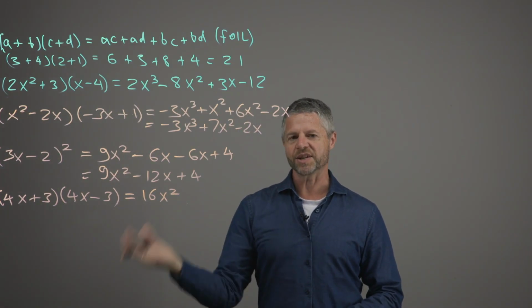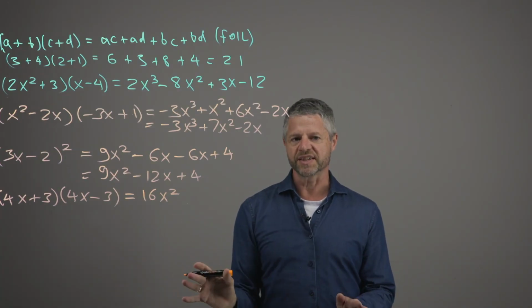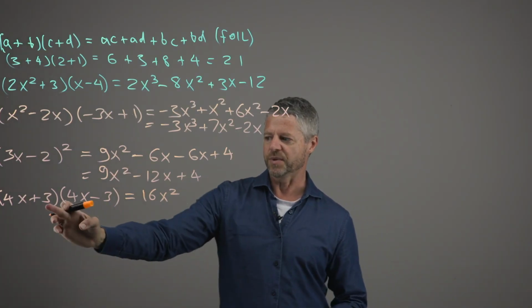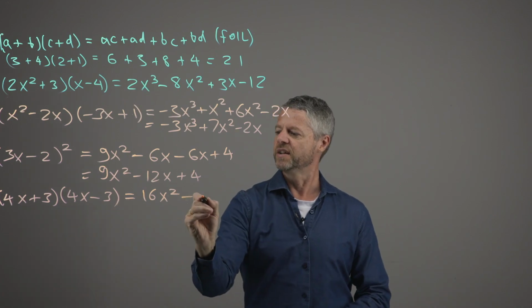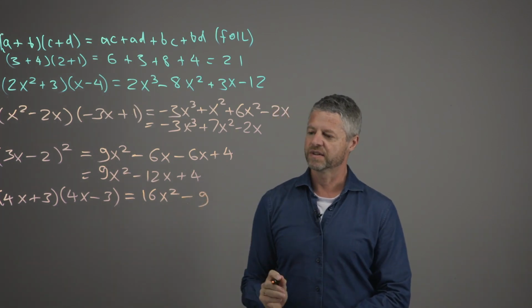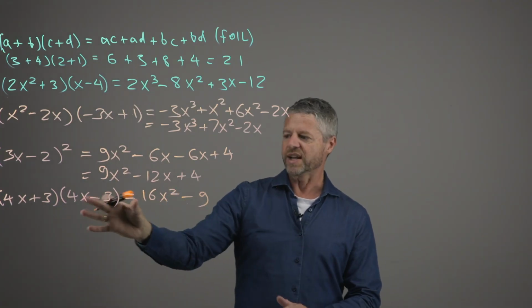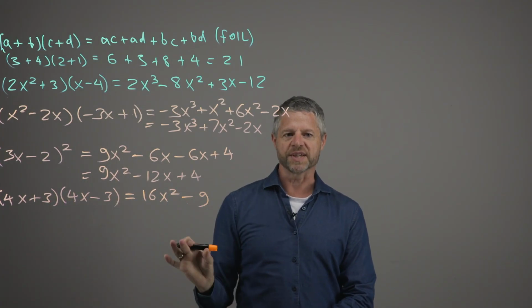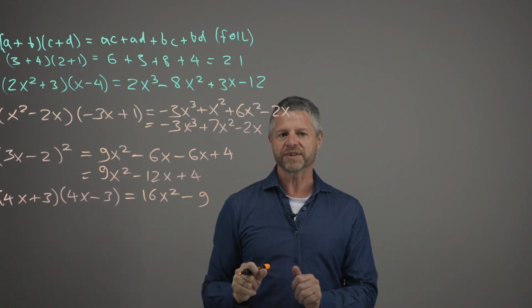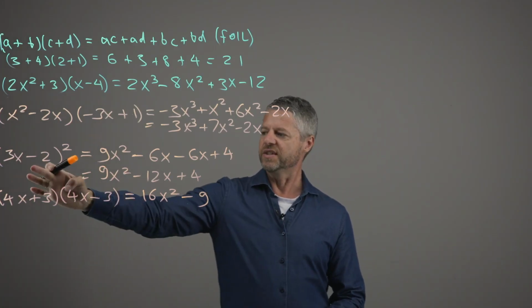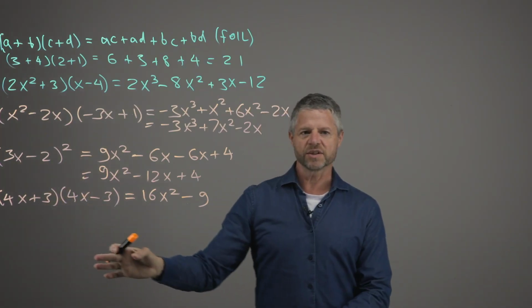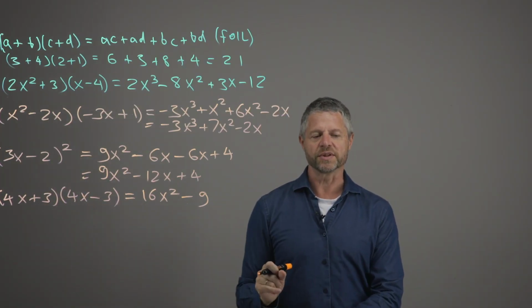So we'll have plus 12x, minus 12x, the x's will go away. And then we've got plus 3 times minus 3, so we've got minus 9. So you can see how we lose a couple of terms there. They cancel each other out. So these last two examples are very common. Moving forwards, you'll see this a lot.